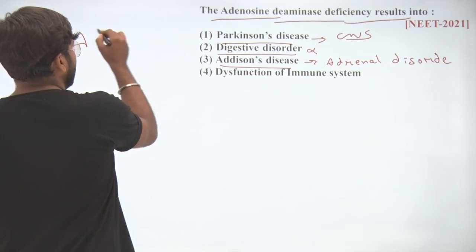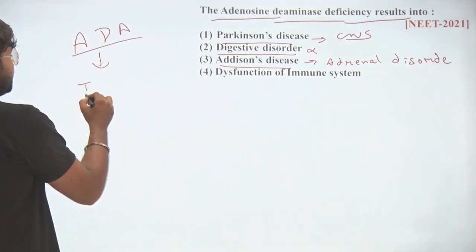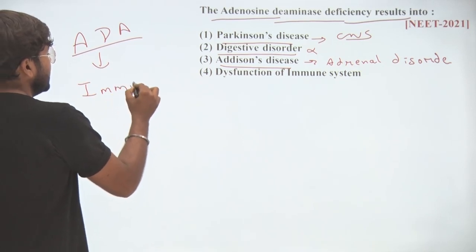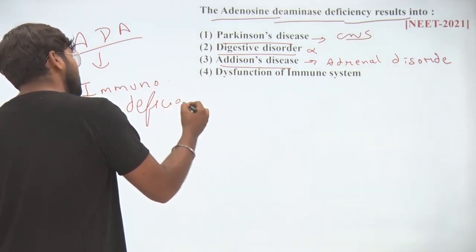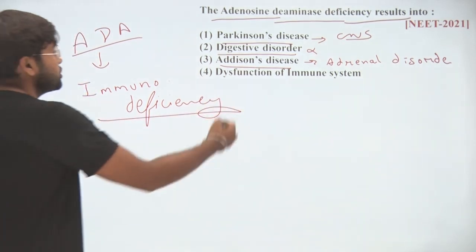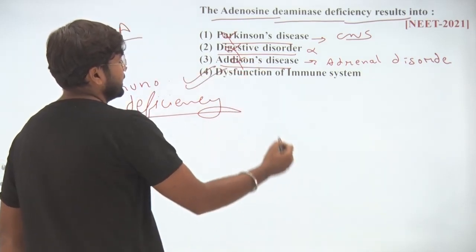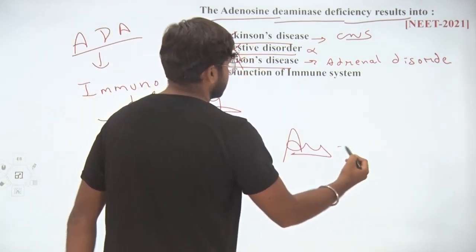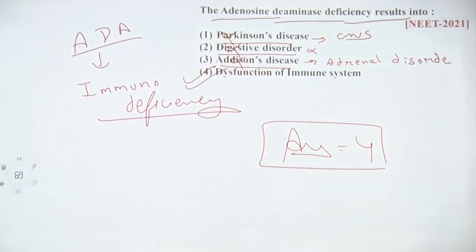Yes, when we are talking about ADA deficiency, it is responsible for what? It is a disease of immunodeficiency, right? It is a disease of immunodeficiency. So the first option is incorrect, second incorrect, the third incorrect, and the fourth is correct. The dysfunction of immune system is the correct answer. So the answer goes to the fourth one. Thank you.